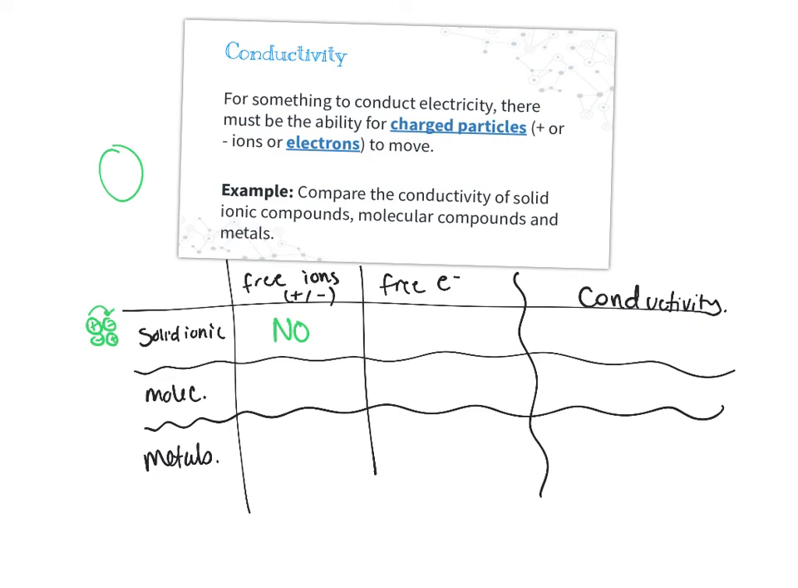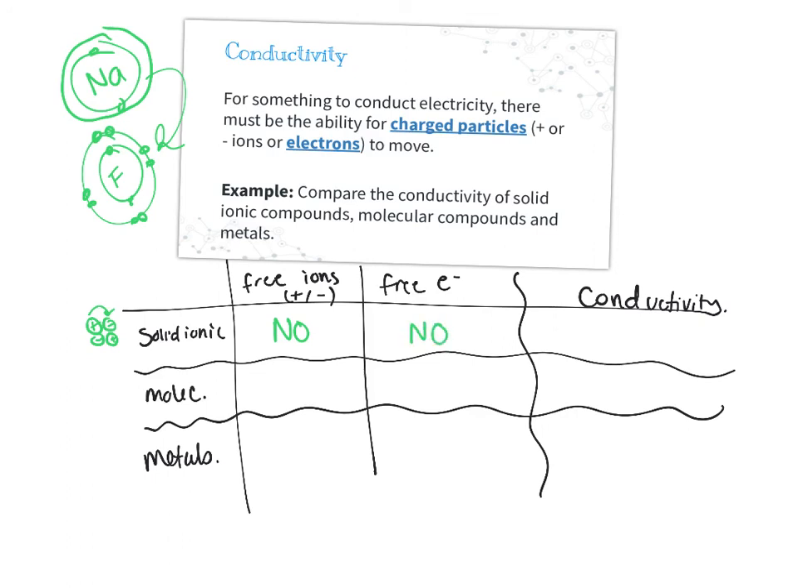Let's say fluorine is involved. Those electrons were transferred to fluorine to fill its octet, and fluorine is going to hold on to those electrons tightly. And let's say it was bonded with sodium. Sodium gave up its outer electron to fluorine. So there's no free electrons. They've been transferred. If there's no free ions and no free electrons, there's no charged particles that are able to move. Therefore, this does not conduct electricity.